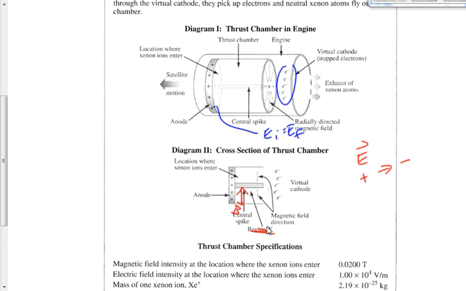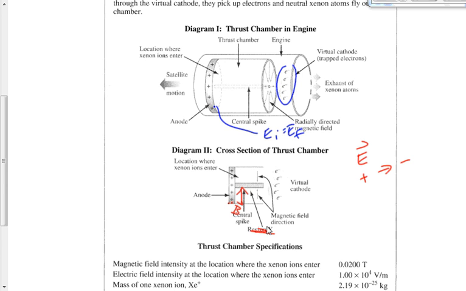Region Y is down here. The magnetic field is upward. We got a positive particle. We got a thumb going in the direction of the particle, which is, it says the xenon ions move through the region Y. They're going to move to the right. We got a magnetic field pointing upwards.